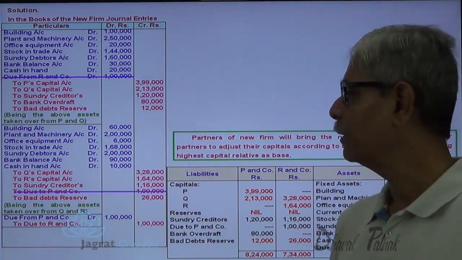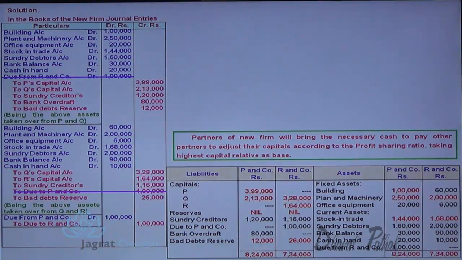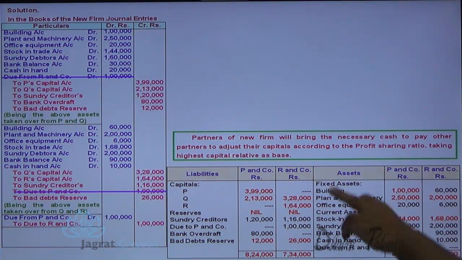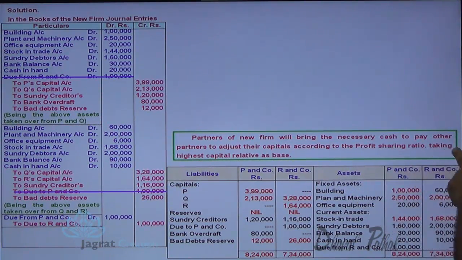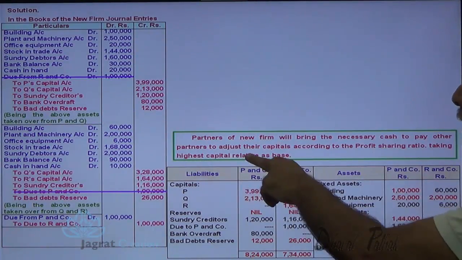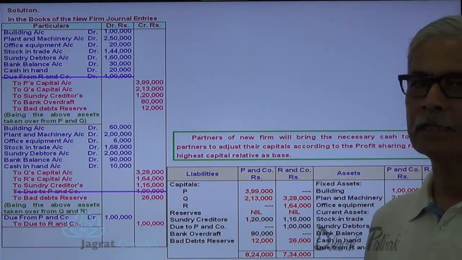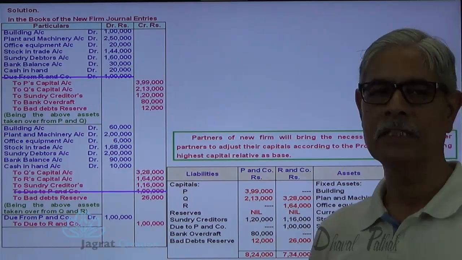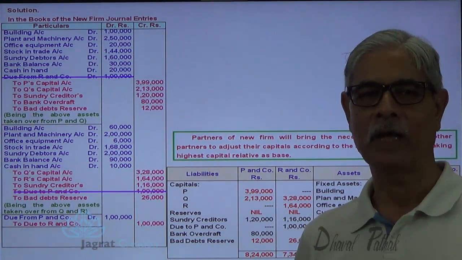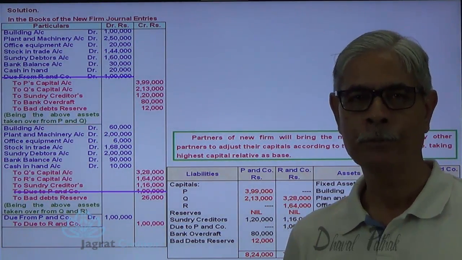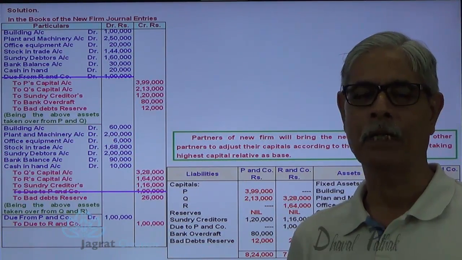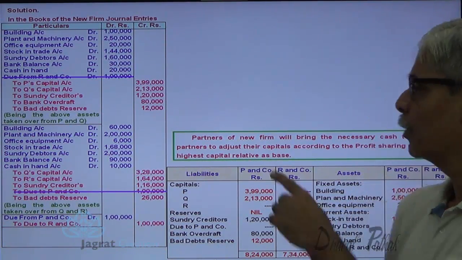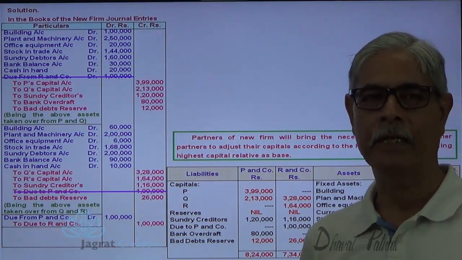Now capital adjustment, very important. Partners of the new firm will bring necessary cash to pay other partners, to adjust their capital according to the profit sharing ratio, taking the highest capital as the base. But before doing all these things, remember, we are required to write the adjustment entry for goodwill. Goodwill is adjusted to the partners' capital accounts. That is to be considered first. After that, this capital adjustment will be taken care of.